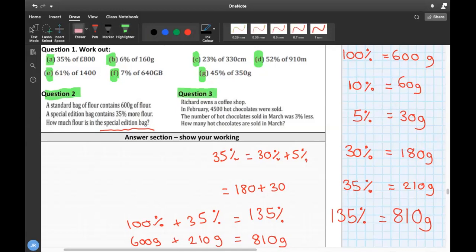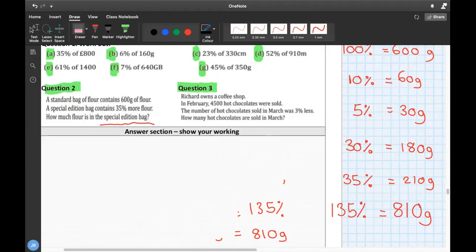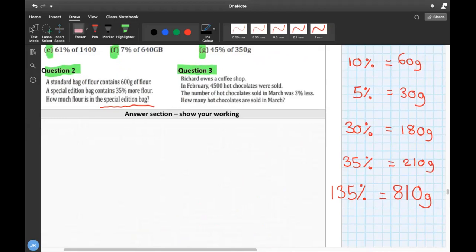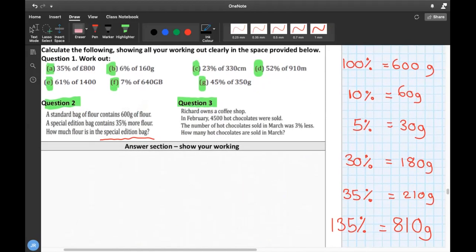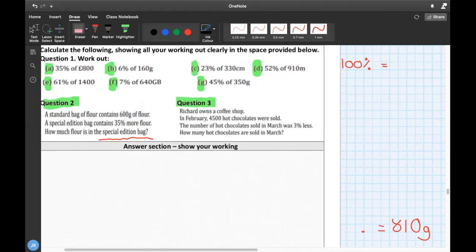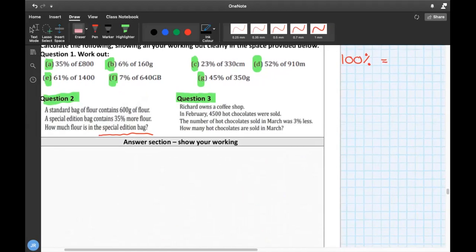Final question here. So Richard owns a coffee shop. In February, 4,500 hot chocolates were sold. But the number of hot chocolates sold in March was 3% less. So it's slightly different now. We would still put the original amount as equal to 100%. But once we've found that 3%, we're going to do something slightly different because it's now 3% less than the original. Okay.